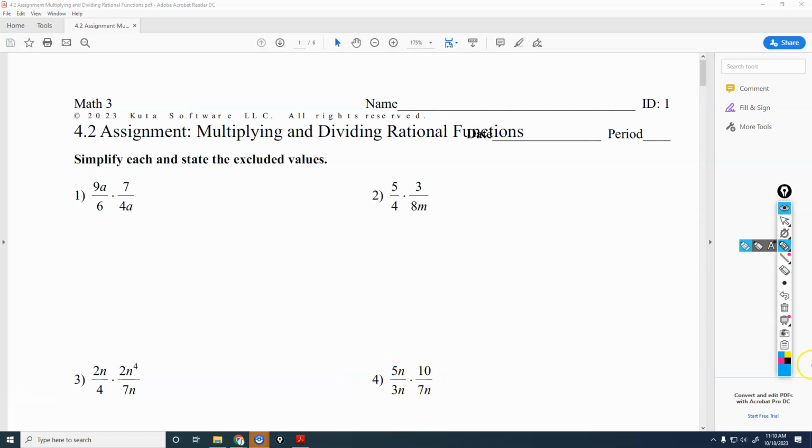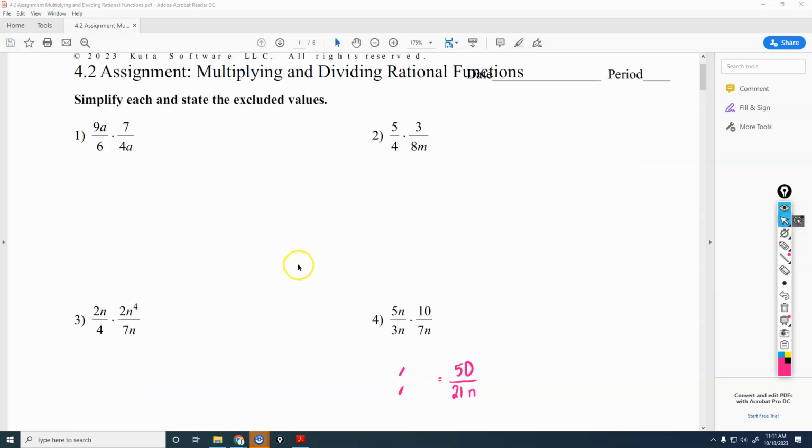For this one here, for number 4, you could mark out this N and this N. That would give you 5 times 10 is 50. 3 times 7 is 21N. But you want to see if you can reduce that. And actually, I don't know if that one will reduce. No, that one doesn't reduce, so you just leave it like that. But some of these will reduce, for example, number 1 will. So if you have a fraction, reduce it.